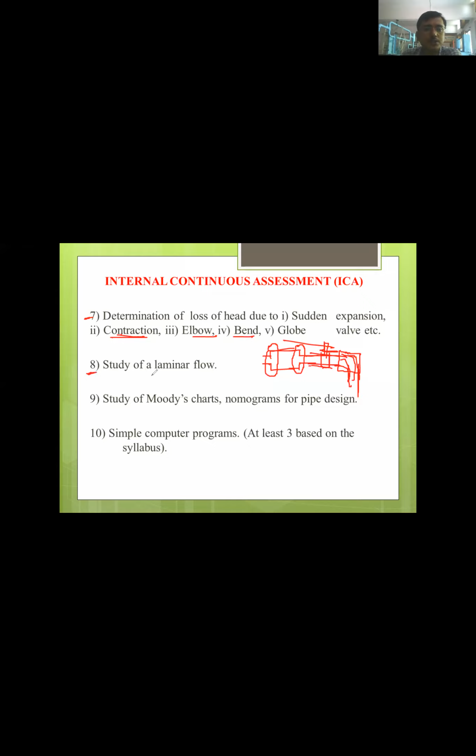Then the next one is the study of laminar flow. Here we are going to study various types of flows, laminar flows and turbulent flows, in detail in unit number 5, flow through the pipe. And in this experiment, we are going to determine whether the flow taking place through the pipe is laminar flow or turbulent flow.